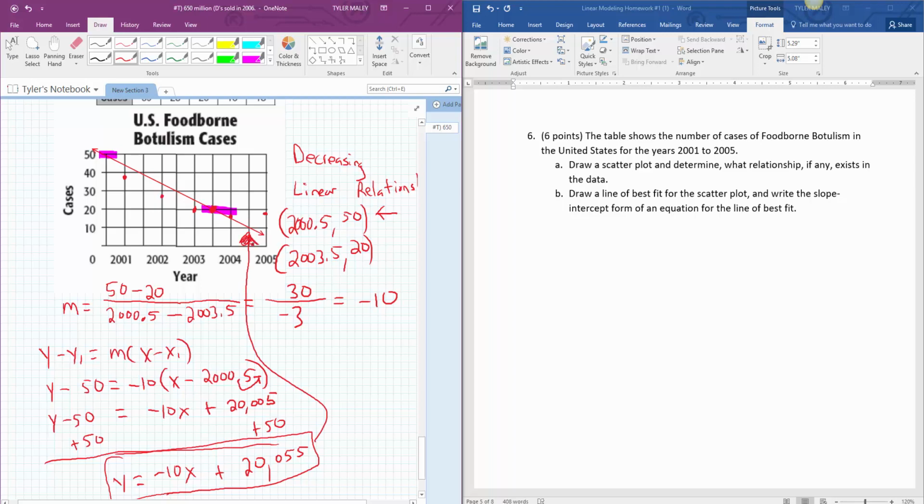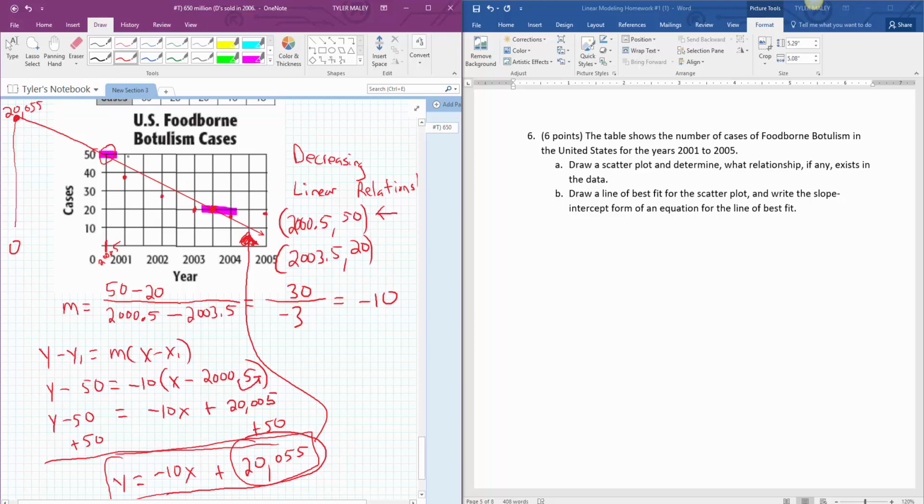And something just to point out is this y-intercept might seem kind of strange to you, because you're looking at this and you're saying, wow, that's about 50. But something you have to remember is this isn't an x value of 0. This is an x value of 2000.5. So this line would keep going, and then we'd have to match it up where x is 0, and we're saying that this value is 20,055, right down the road. So just something to point out.